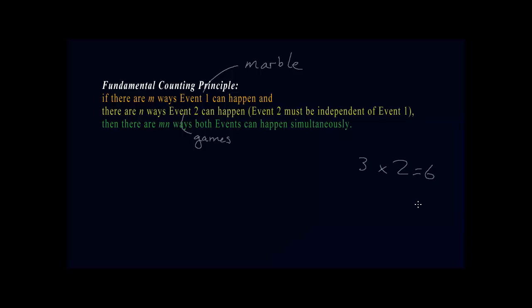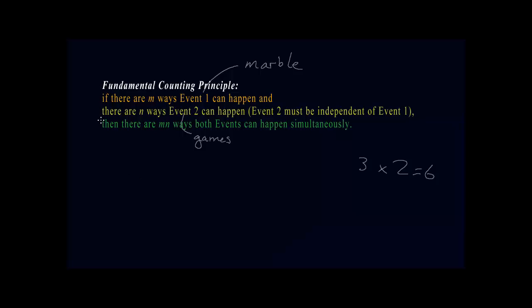If there are a certain number of ways one event can happen and a certain number of ways a second event can happen, such that the second event does not affect the first event, then there should be the product of the number of ways each event can happen as the number of ways that both events can happen simultaneously.